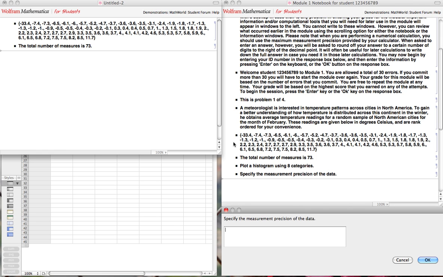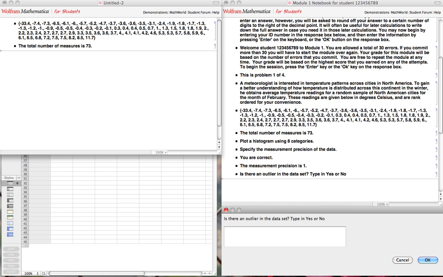So the first question you're asked about this data set is the measurement precision of the data. As you can tell, the number of digits to the right of the decimal point is equal to 1, so the measurement precision is 1.